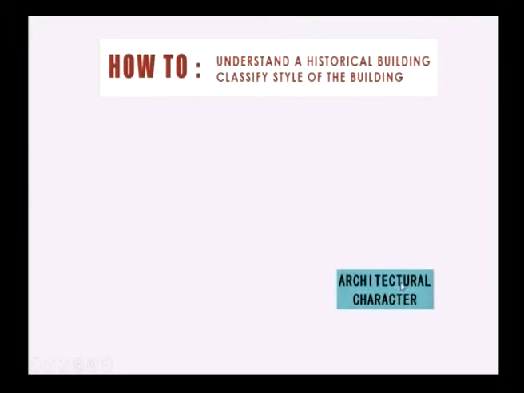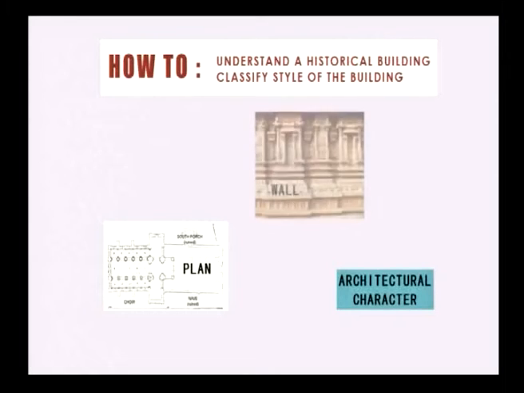We have to understand the architectural character of the building to understand style. These architectural characters we can learn by the following: to understand the plan of the building, a general distribution of the building, whether it is linear or radial or rectangular, and how the spaces inside the plan are associated with each other. Next, the walls: how the walls are constructed and how they are treated and what material they have used.